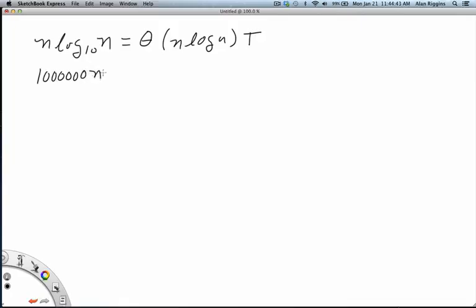So 1 million n is equal to theta of n. True or false? Well, if we take the limit of the ratio, 1 million n over n, as n goes to infinity, the limit is 1 million. It's a constant. Yes, this is true.